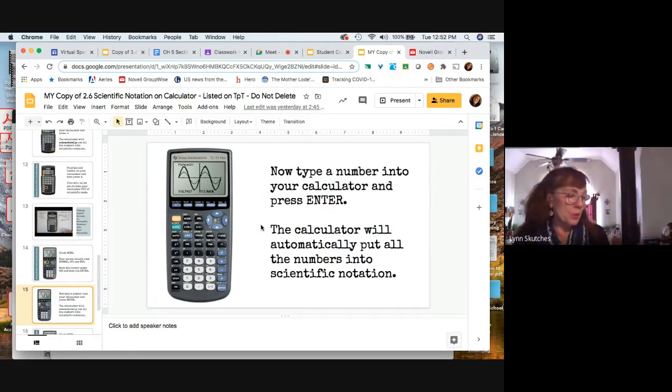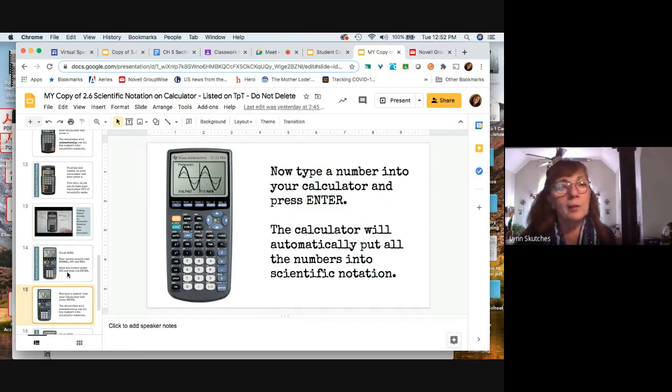Any number that you put in after you go back, say 2, 3, 5, 6, 7, 8, 9, whatever you put in normal notation will automatically go to scientific. You can get out of that by pressing mode again, arrowing back to normal, hit enter, second quit, and go home. And it'll stay in normal notation.